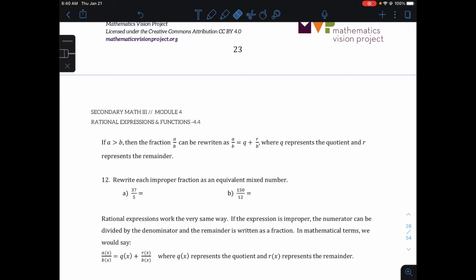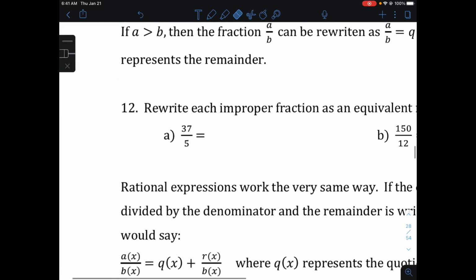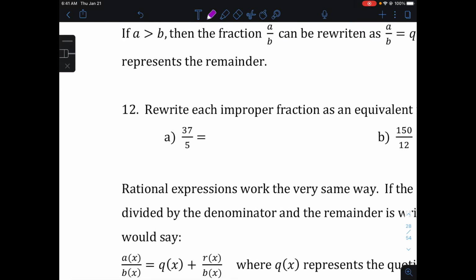Basically, one way to think about this is like mixed numbers. We kind of stopped using mixed numbers so much. Usually when you get higher up in math, you use improper fractions. But what they have here is improper fractions, and they want us to come up with the mixed number. So what they're telling us to do is divide this. You're going to do 37 divided by 5.